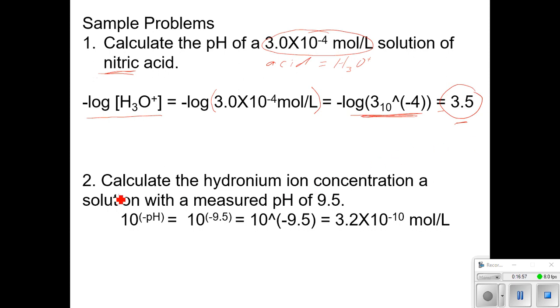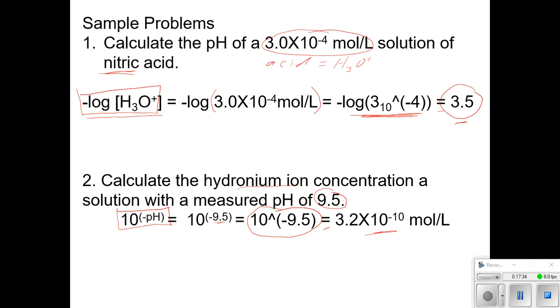The last one here is just going in the reverse direction. Calculating the hydronium ion concentration now when you have the pH. This again is what is in your data booklet, 10 to the negative pH. You don't need to remember this equation. It is right in your data booklet. Our pH is 9.5, so 10 to the negative 9.5 is what we're entering in. This is what it will look like on your calculator screen when you enter it. Press enter, and this is the number that you come up with.